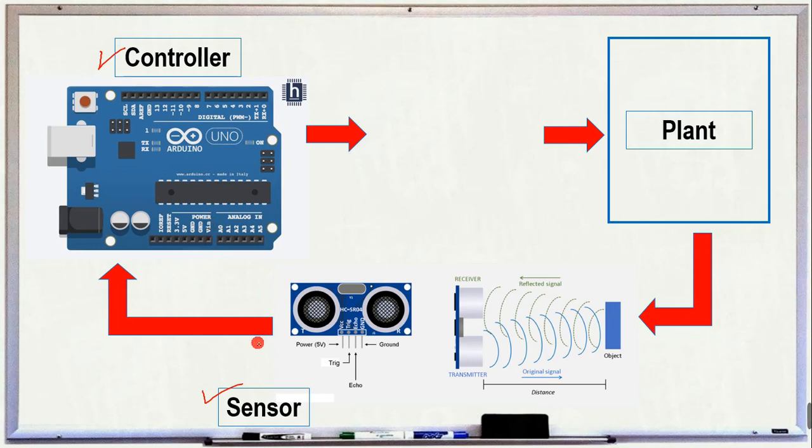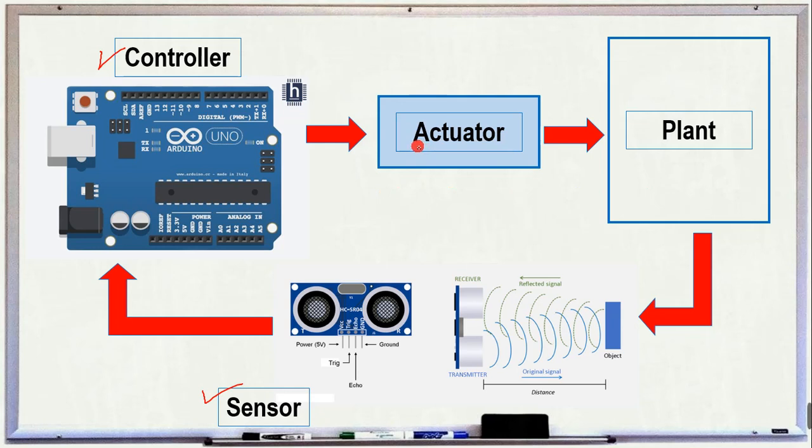And the ang trabaho pod sa atong sensor is to monitor the status or condition of our plant. And this time, we're going to discuss the component that connects the controller and the plant, and we call that one the actuator. The purpose of the actuator is to convert the electrical signal from the controller into something that will alter our plant.